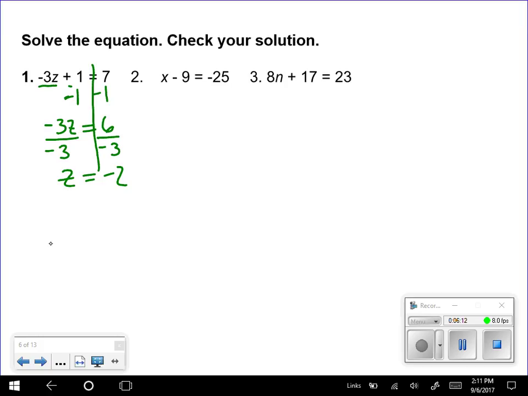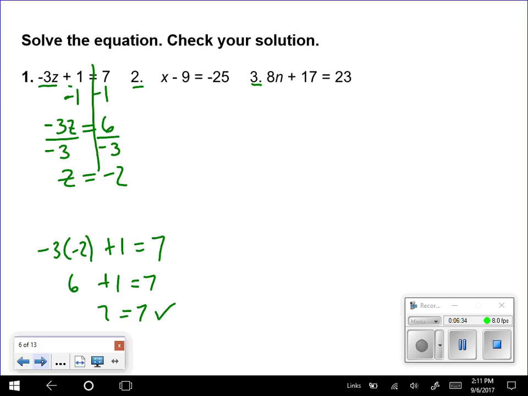And you could plug that in to check it. Negative 3 times negative 2 plus 1 should equal 7. 6 plus 1 equals 7. 7 equals 7. So I know it's right. So I want you to try 2 and 3 on your own. If you have questions, raise your hand. So now would be a good time to pause.